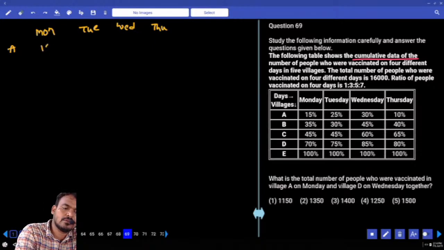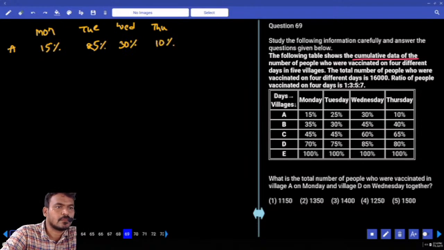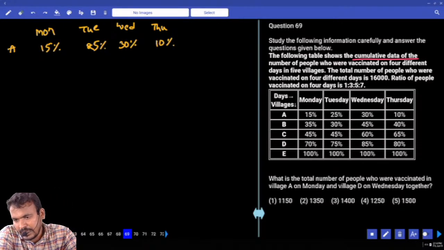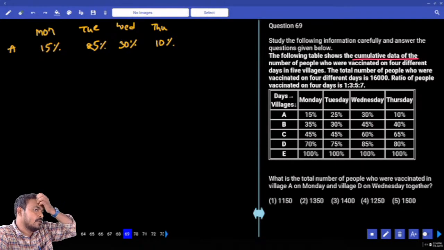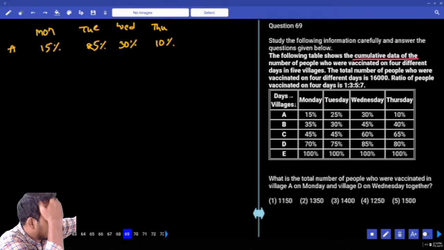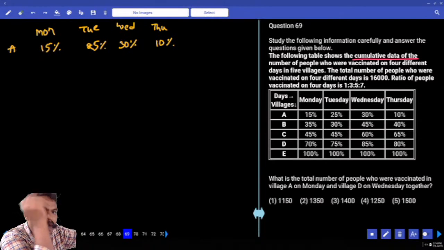On Monday A value is how much? 15. Tuesday 25. Wednesday 30. Thursday 10%. Okay. From Monday it is cumulative data. In cumulative data, what is the first value? 15. What is the last value? 100. Means A to E, all the values are adding, it will become 100.